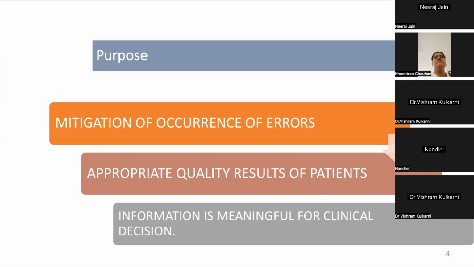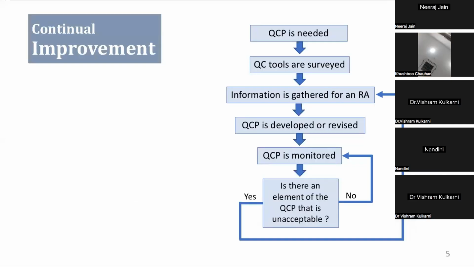The purpose is that we want to reduce the occurrence of errors. We want to give appropriate quality results to our patients, and whatever information we convey to our clinician is meaningful for any decision to be taken. A quality control procedure is required, which includes both IQC and EQAS.